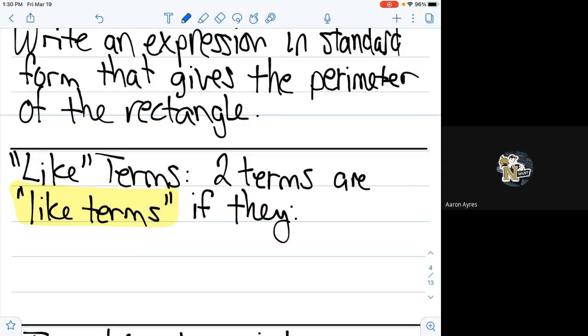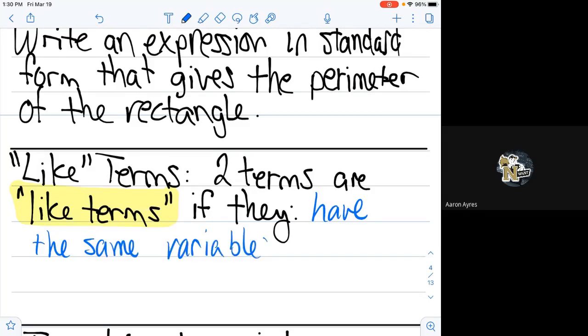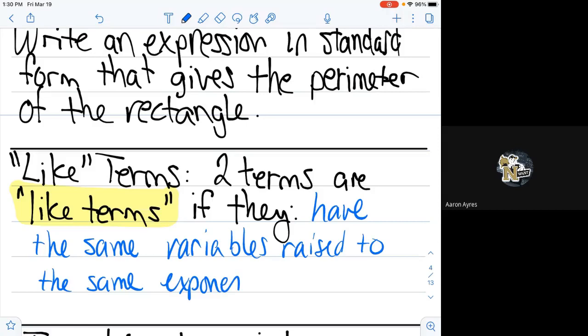Okay? Let's put this on here. So like terms. Two terms are like terms if they have the same variables raised to the same exponents. Are we okay with that sentence?